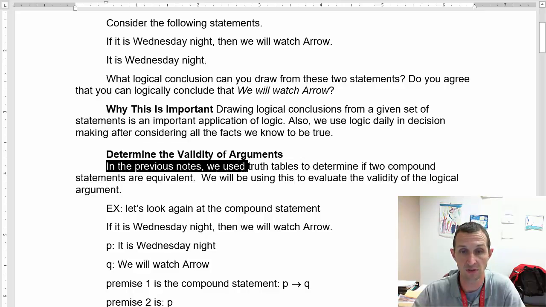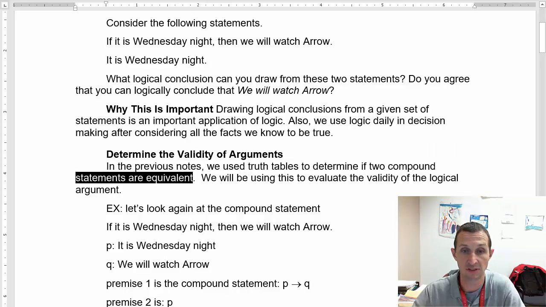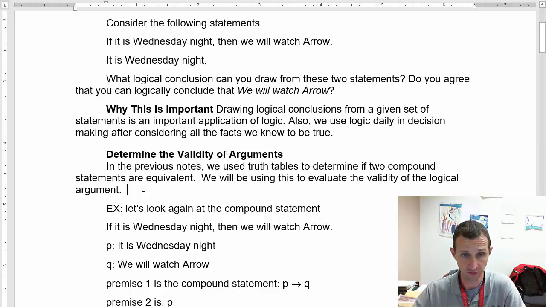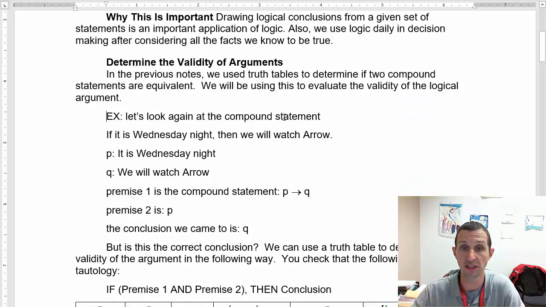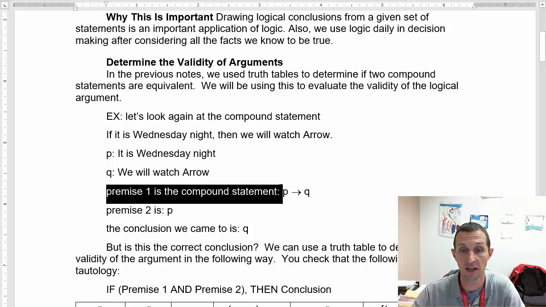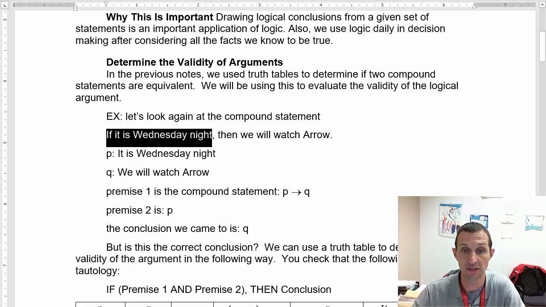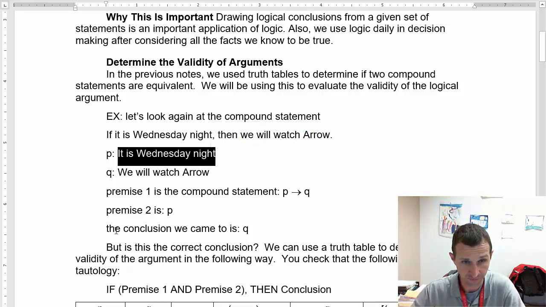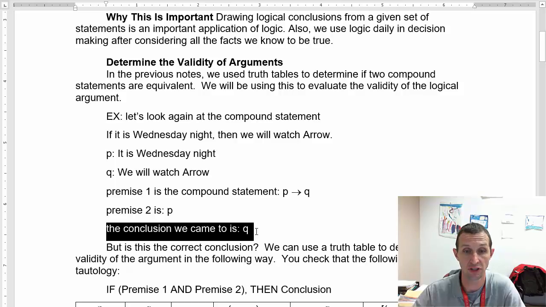In the previous notes, we used truth tables to determine if 2 compound statements are equivalent. And so we'll be using this to evaluate the validity of a logical argument. For example, let's look again at the compound statement above. If it is Wednesday night, then we will watch Arrow. P would be, it is Wednesday night. Q will be, we will watch Arrow. The first premise is the compound statement P then Q: if it is Wednesday night, then we will watch Arrow. If P, then Q. And the second premise is P, that it is Wednesday night. And so the conclusion we come to is Q.